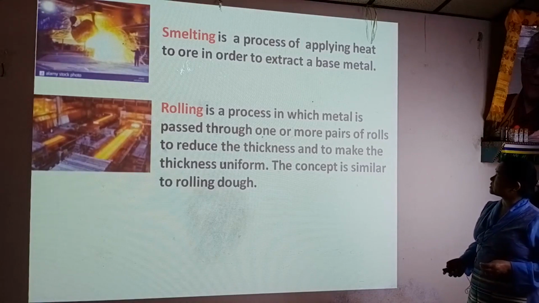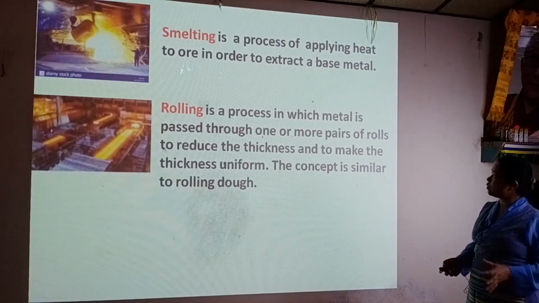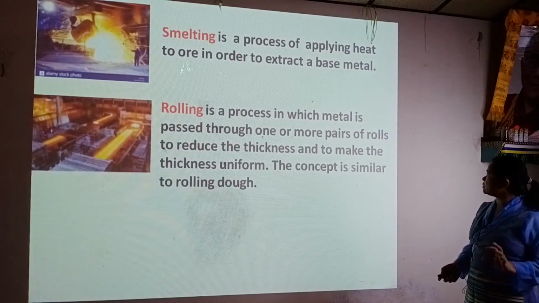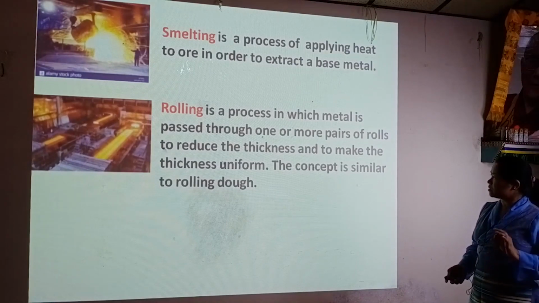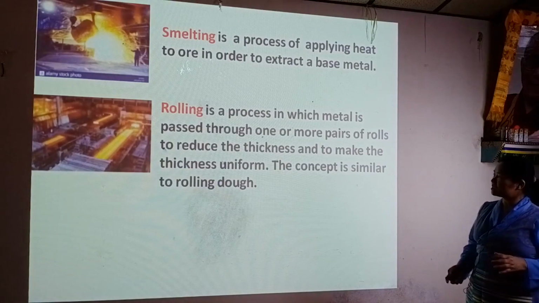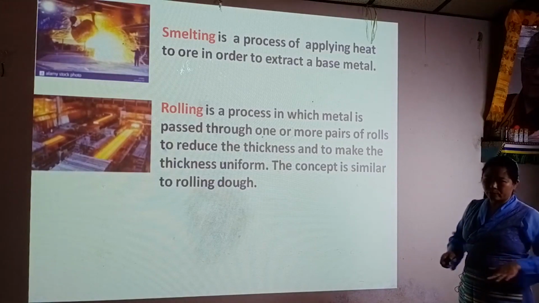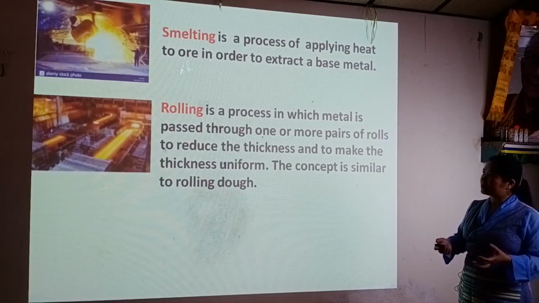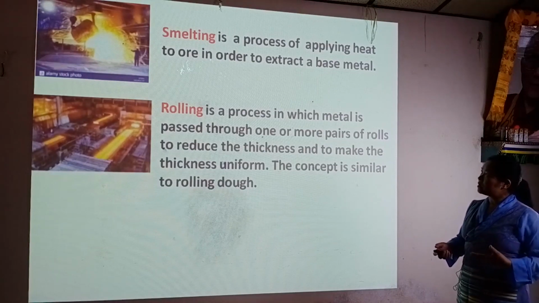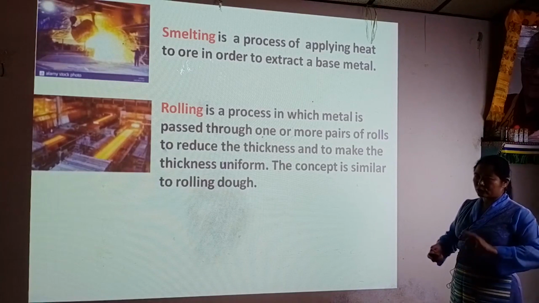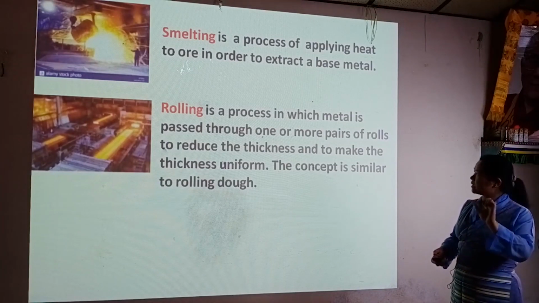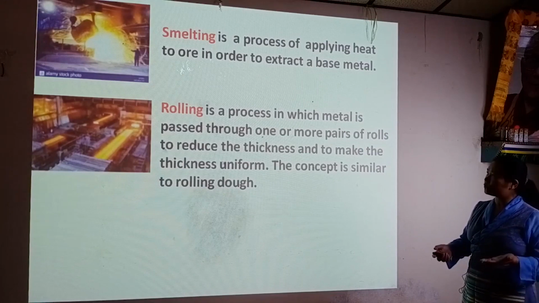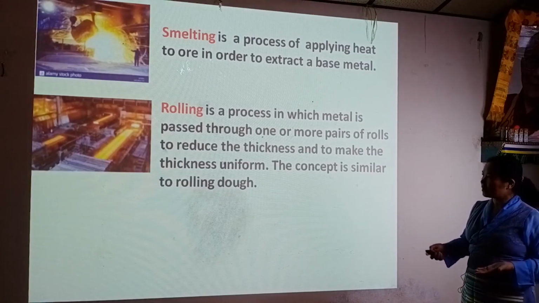So it's a process in which metal is passed through one or more pairs of rolls to reduce the thickness and to make the thickness uniform. The concept is similar to rolling a dough. We roll dough to make chapati. In the same way, the ore is rolled to give it the correct thickness. So that is called rolling. And the machine used for that is called a rolling mill.